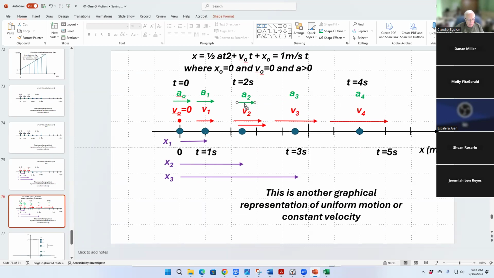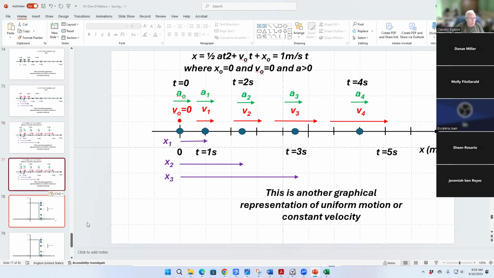Okay? And there is more. Because the acceleration vector is pointing in the same direction as the velocity vector, it means that the length of the velocity vector, or the speed, is increasing. We see that? Okay. That's one more thing.